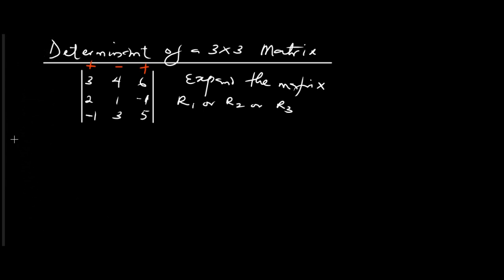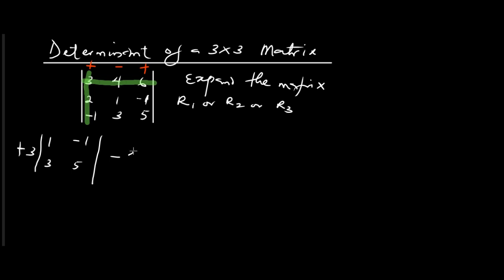So I'm picking 3, so that is plus 3. So I need to find the cofactors of 3. What do I do? I locate 3, then all the rows and the columns attached to 3, I'm going to cover them, like eliminating them. Then what I have left is 1, minus 1, 3, and 5. This is what I have left, and this is what we call the cofactors of 3.